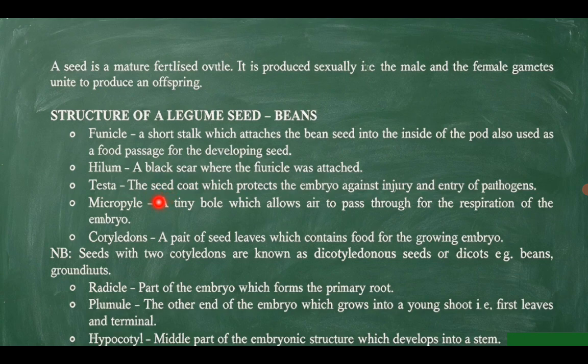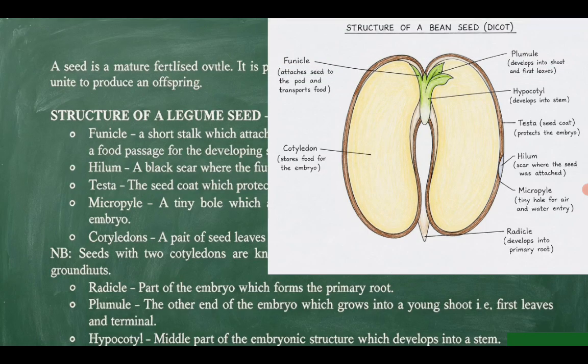And then we have a tester, which is also called the seed coat, which protects the embryo against injury and the entry of pathogens. So when you get a bean seed, you have that red coating outside the seed. That's called a tester. So the seed coat or tester protects the embryo against injury and also against entry of pathogens. Pathogens are disease-causing agents. Of course, this part I have not shown, but suffice to say that the tester is that part which attaches to the seed, between the seed and the funicle.